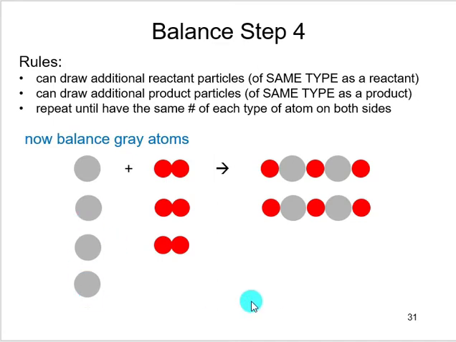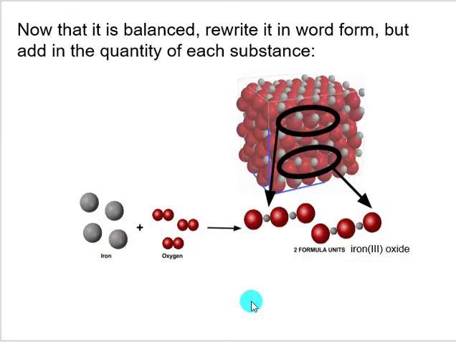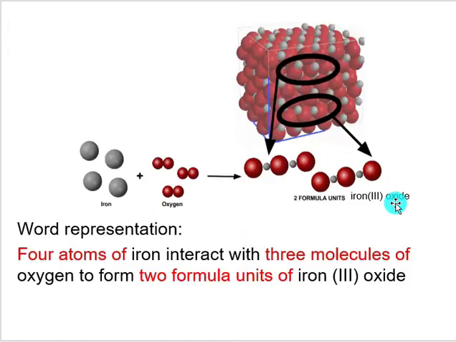pretty simple. So this is now my balanced chemical reaction in particle form: I have my irons, I have my oxygens, and I have 2 of these. Now let's rewrite it in word form, and I have to add in the quantity of each substance. Now I'm going to use the same wording we originally began with. 4 atoms of iron interact with 3 molecules, 1, 2, 3, of oxygen to form 2 formula units, 1, 2, of iron 3 oxide. And here was my 4 atoms of iron.